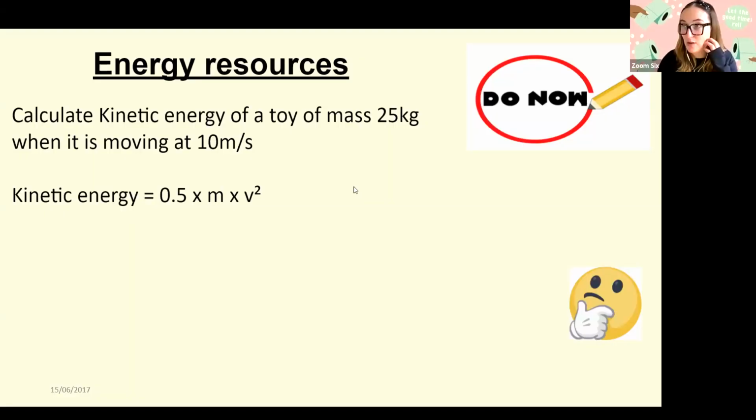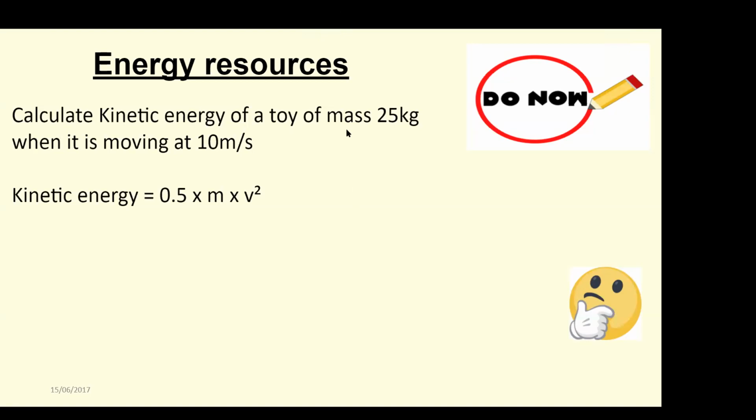Okay, so what I'm going to do now is go back to our PowerPoint and carry on going through our work. So well done, those of you who got the correct answer. It's brilliant to see lots of you having a good go.